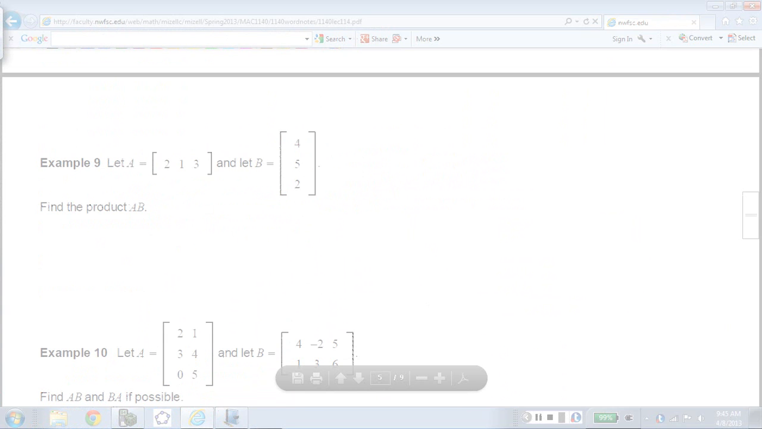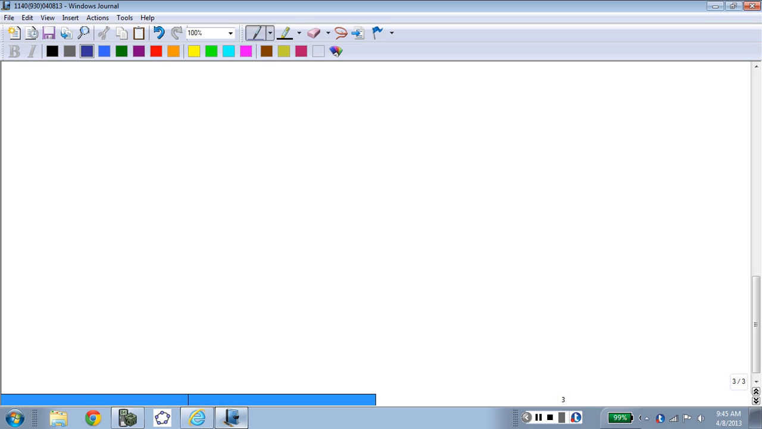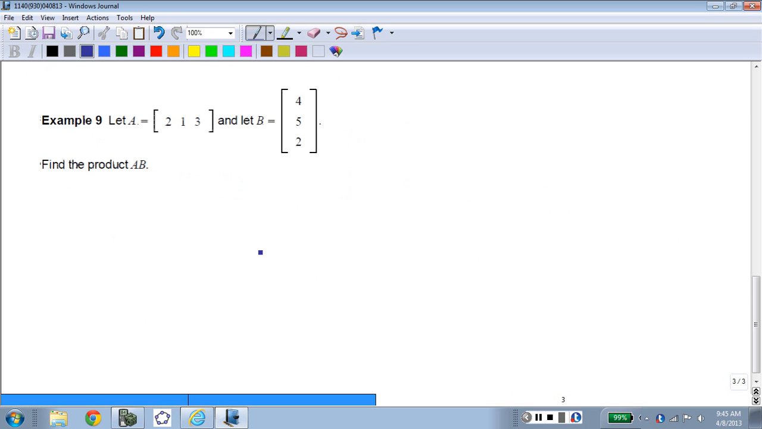Example 9, fairly simple. A simple matrix multiplication problem is when we take a row matrix and multiply it by a column matrix. The matrix on the left, if I want to multiply 2, 1, 3 by the matrix on the right, 4, 5, 2, we write down the order. 2, 1, 3 has 1 row and 3 columns. The 4, 5, 2, oriented differently, has 3 rows and 1 column.